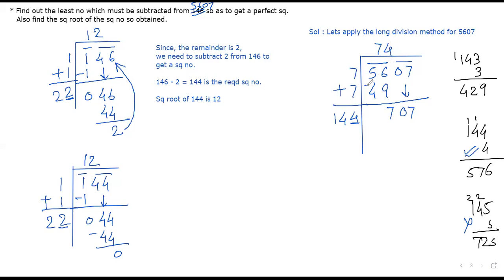146, 146 4s are 144. What did it come to? 576. 7 minus 6 is 1, 10 minus 7 is 3, 131 is the remainder. So what should I subtract now? Immediately subtract 131. 5607 minus 131. You have to do that just as we did over here.